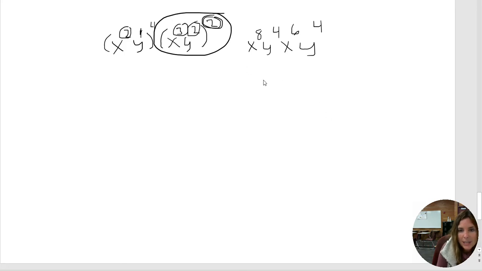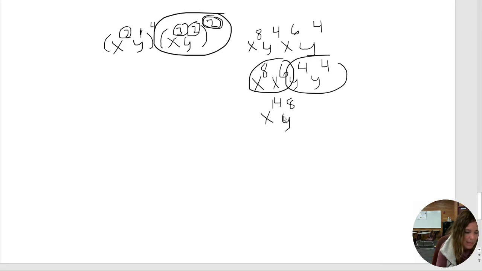Now once you get here, you need to multiply the like bases. So x to the 8th is going to get multiplied with x to the 6th, and y to the 4th is going to get multiplied with y to the 4th. So that becomes x to the 14th, because when you're multiplying like bases, you add the exponents, and then this becomes y to the 8th.